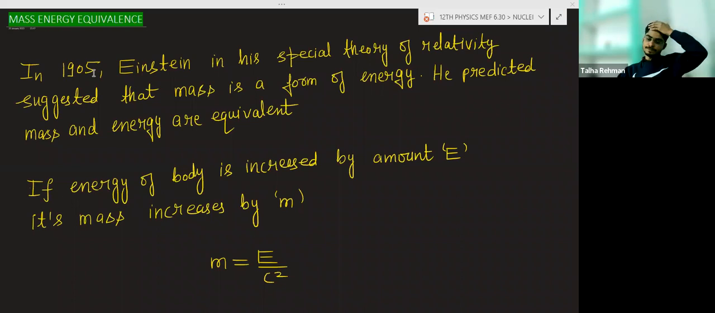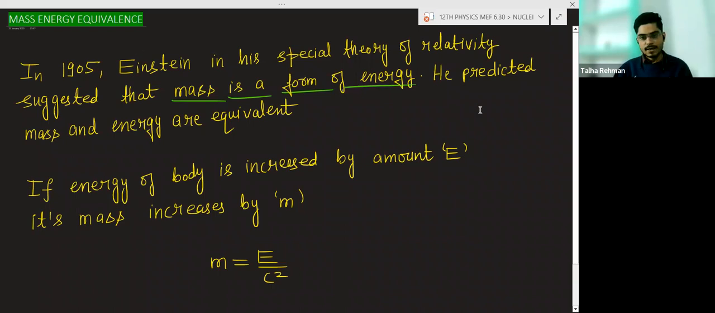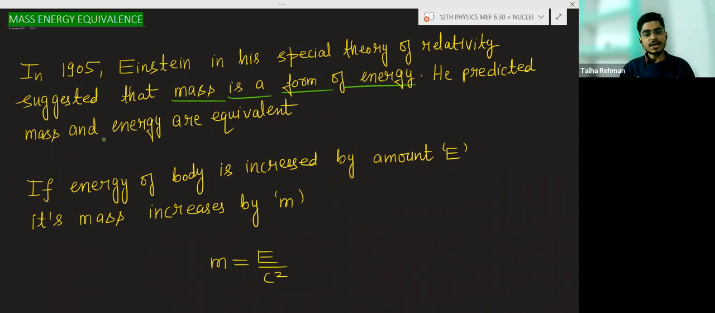So in 1905, Albert Einstein gave his theory of relativity. Einstein gave two theories of relativity, one is the general theory of relativity, another was the special theory of relativity. So in his special theory of relativity, Einstein suggested that mass is a form of energy. This is a very strange thing. Mass is a form of energy. He predicted mass and energy are equivalent.